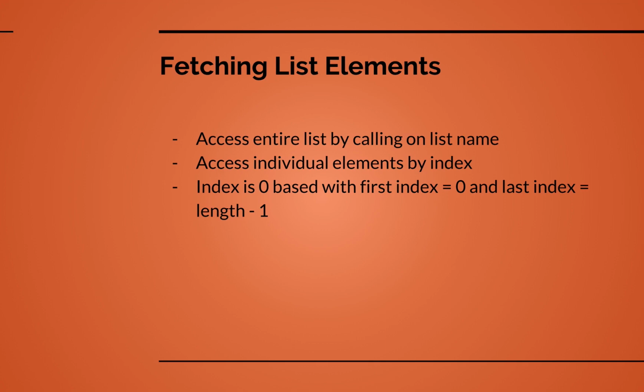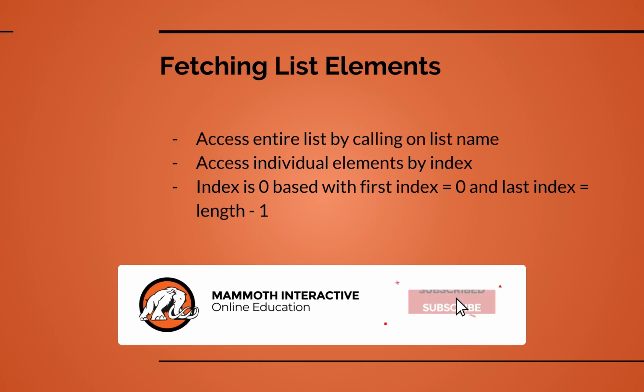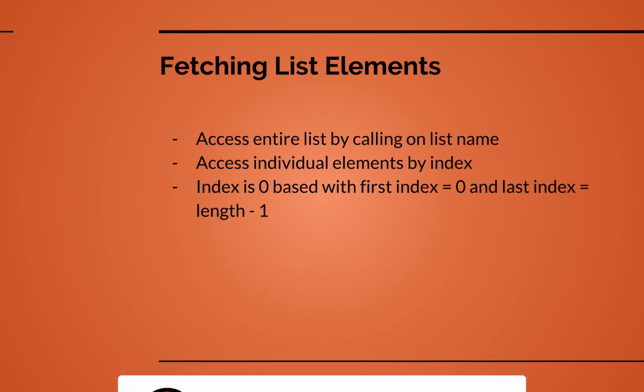So let's consider a list with 5 elements in it. The first element is at index 0, the second index 1, third index 2, fourth index 3, and the final element is at index 4. Okay, so that's very important to note when we're fetching elements. If we want to access the entire list, then we can just call on it by its list name. And then that way we can treat it much like most other variables.